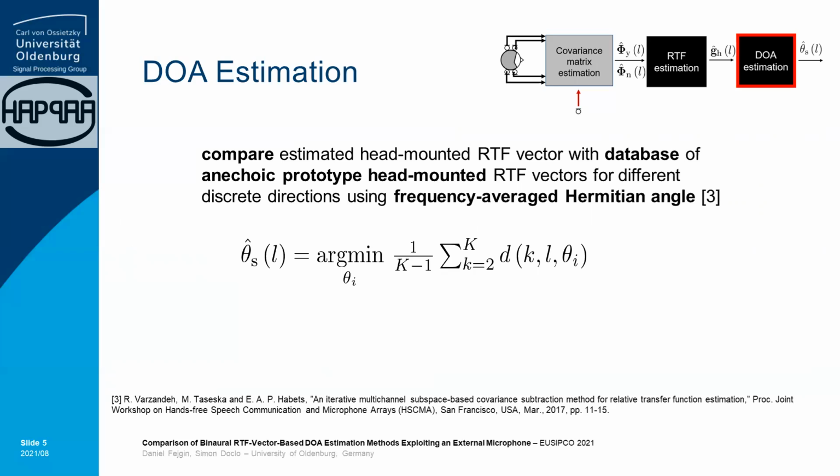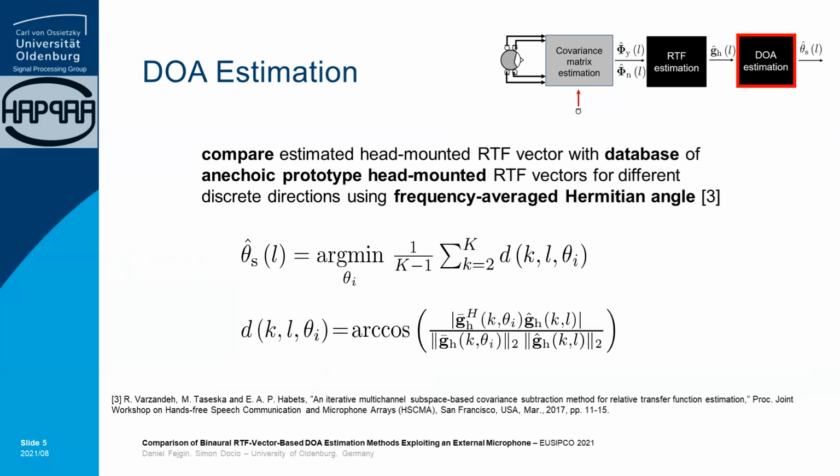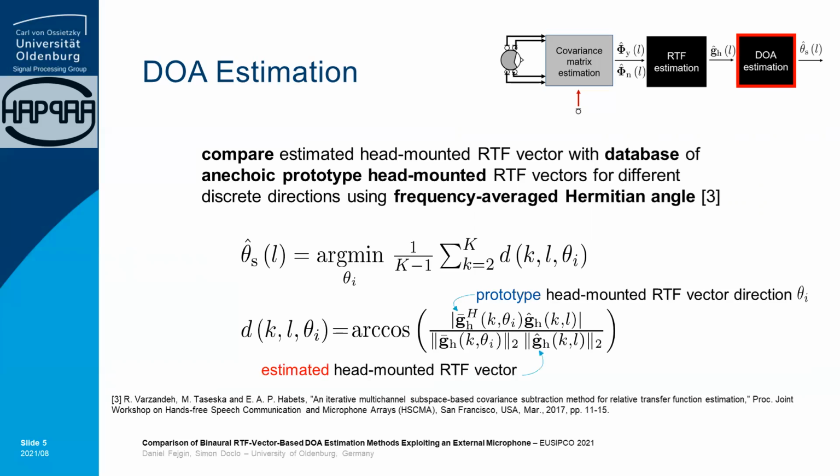This estimated head-mounted RTF vector is compared for different discrete directions. It is compared with a database of unequivocal prototype head-mounted RTF vectors. And because we have only a single speaker, to make this estimate more robust, we are averaging these different distances that we obtain. And this distance metric that we incorporate here is the so-called emission angle. The emission angle measures the angular distance between the head-mounted RTF vector for a particular direction theta_i and the estimated head-mounted RTF vector from the current estimate.